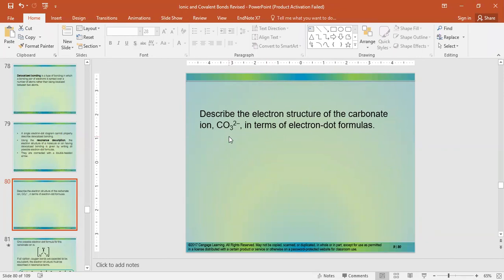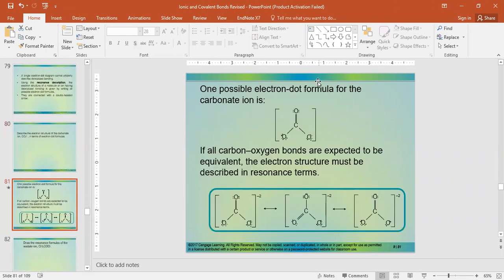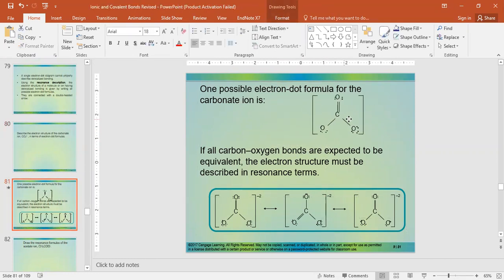And one of the examples is what we call the carbonate ion. Now, the carbonate ion has a structure the way you can see here. So one possible Lewis dot formula for this carbonate ion is this one here. So if you look at this carbonate ion now, the question is, if you look at this, you'll realize that, oh, I think I have distorted it.